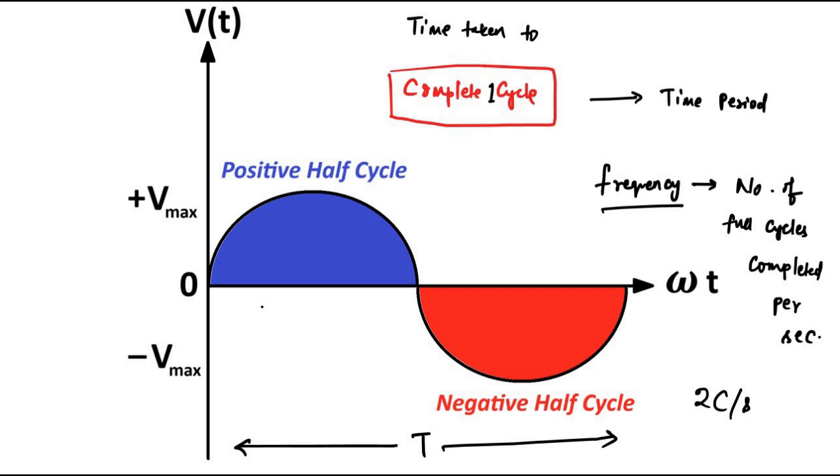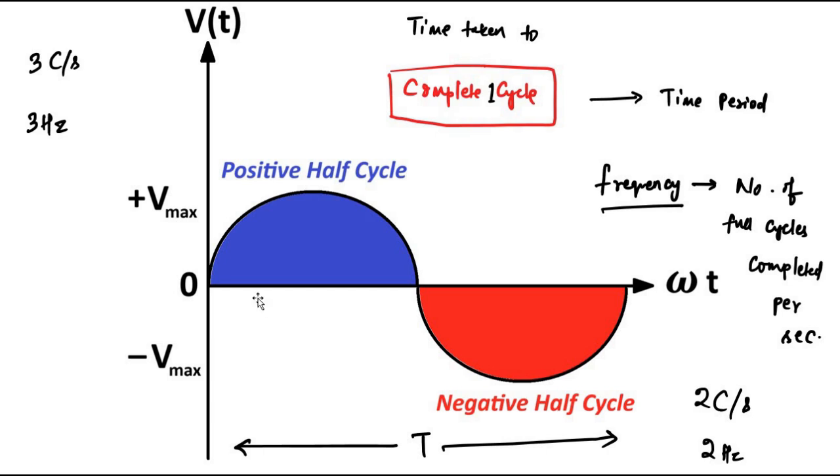So its frequency will be 2 cycles per second, or it is also called 2 hertz. 1 cycle per second is called hertz. So 2 hertz. Let's say a signal completes 3 cycles per second. Then it will be 3 hertz. The frequency will be 3 hertz.